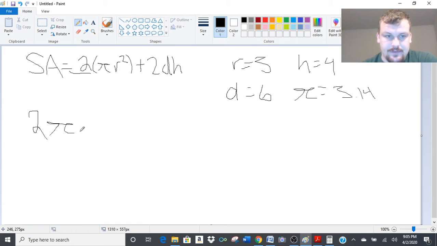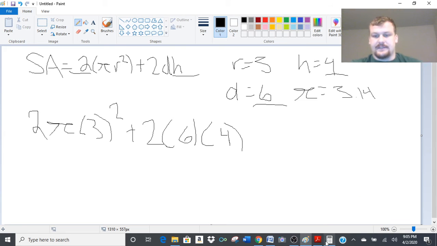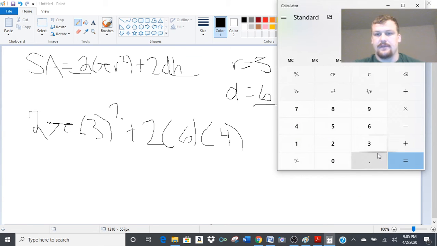Our radius is 3, so let's put a little parenthesis, 3 squared, plus 2d. Remember, d is twice the length of the radius, so we're putting 6 now. So times 6. And our height is 4 for this problem. So now you can simply do this.